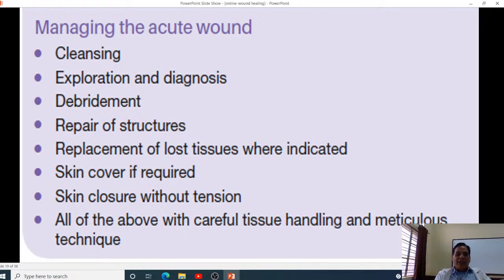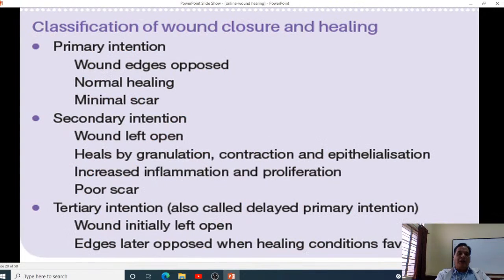Aim is skin closure without tension, because as long as there is tension the wound is not going to heal. That means the planning of all these elements has to be in your mind whenever you are going for wound healing. Remember, it has to be careful tissue handling. Rough tissue handling will again delay the process of healing. So, careful tissue handling, and the technique should be absolutely clean and meticulous. No rushing, no dirt. Okay, this is the management.